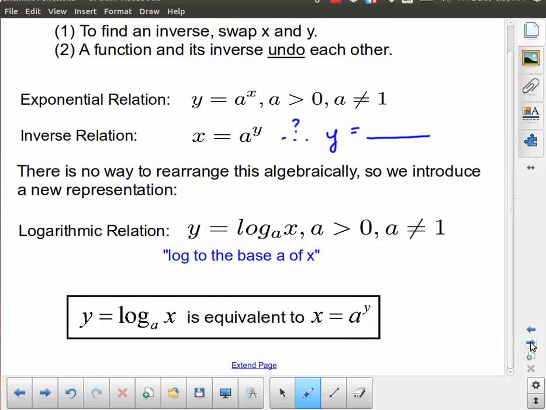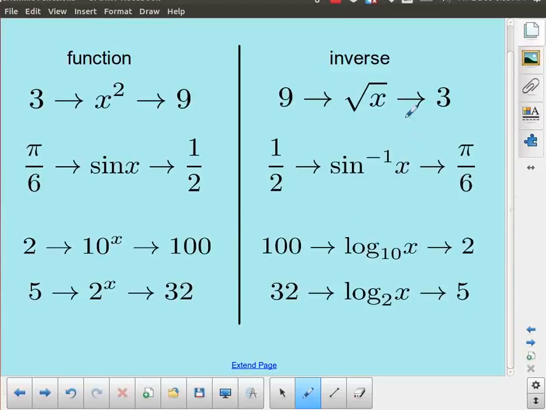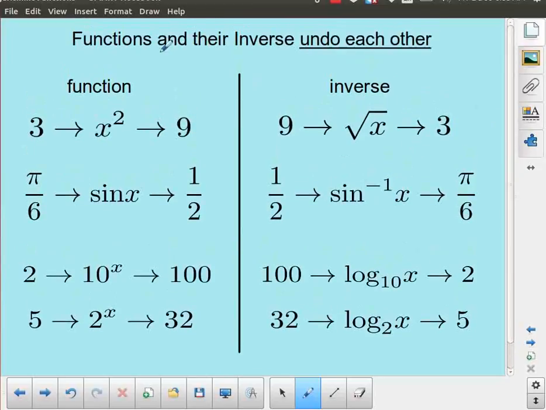Now, before we explore that any further, I just want to remind you of this idea of functions and their inverse undoing each other. You're already familiar with that concept and you've used it quite a bit. And so all we're doing is we're just adding another function and its inverse to that group. A function is like a machine in the sense that it accepts an input and it produces an output. So if I have a function that is x squared, if I give it the input of 3, its output will be 9.